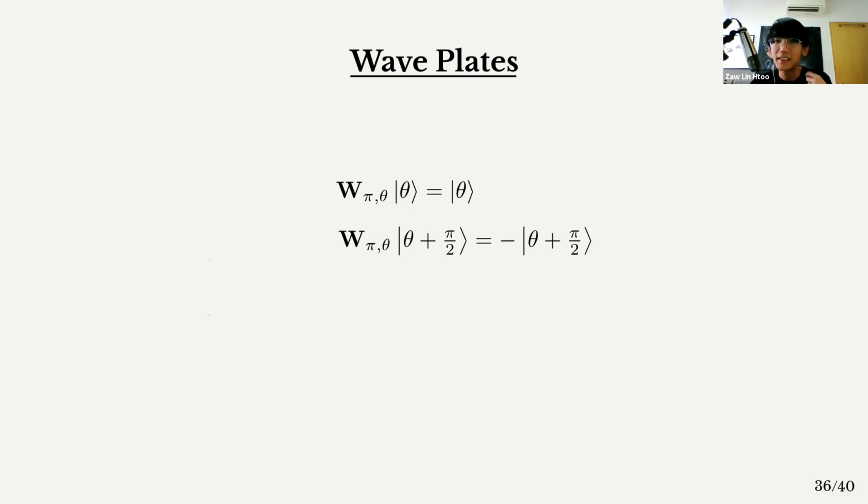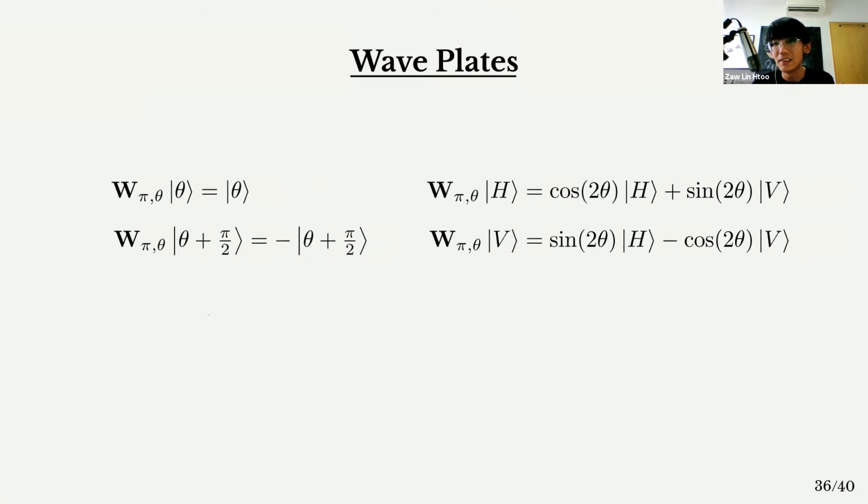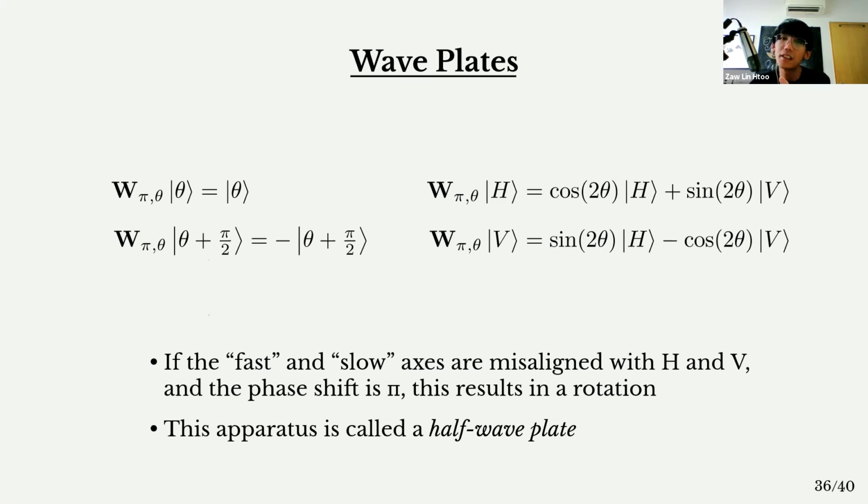So if I take this and I apply H polarized light to it, and I apply V polarized light to it, what happens is that I will get some kind of rotation. Rotation of the polarizations, right? So basically, if I have a wave plate, I can rotate it so that I can change the polarization of my photon. And because we need the phase difference to be pi, half a cycle, we call this a half wave plate.